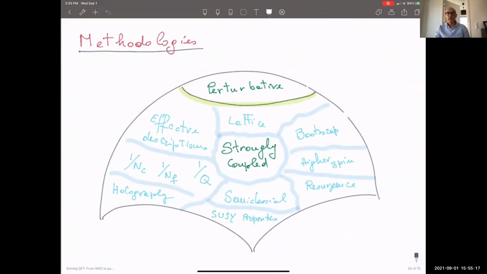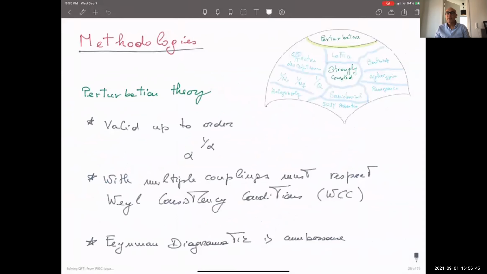So you can apply perturbation theory. You can use lattice, you can use bootstrap, you can use an epsilon description, you can take 1/N, 1/Nf, 1/Q, holography, SUSY properties, semi-classical approximation, resurgence, higher spin, you name it, or a combination of all of those. In fact, in several of our papers, we have used a combination of all of these approaches. Each single methodology has its own limitations. For example, if you consider perturbation theory, you know that you have to stop at the order alpha to 1/alpha.